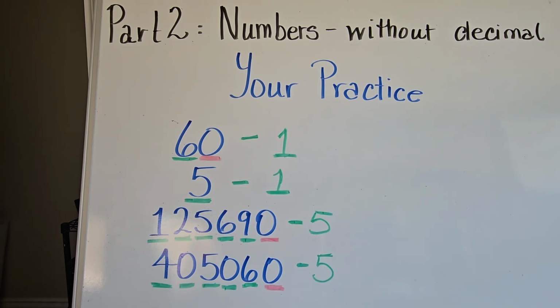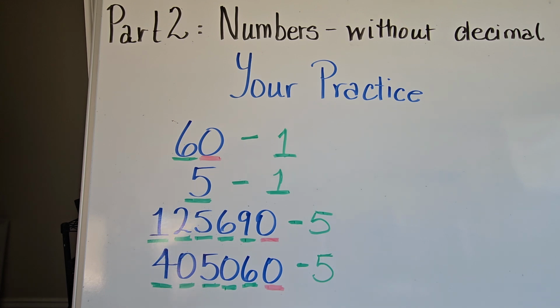Our first one, 60. Well, that 0 is a trailing 0, so 6 is the only significant figure. We only have one significant figure. 5 was pretty easy. There aren't any zeros, so there's only one significant figure.